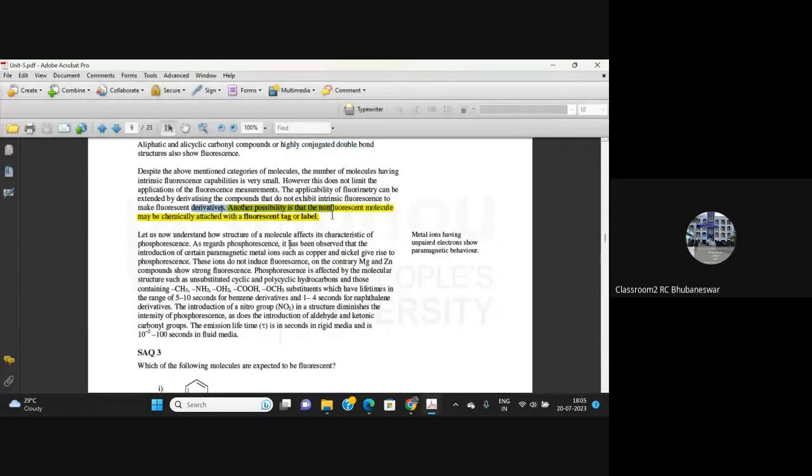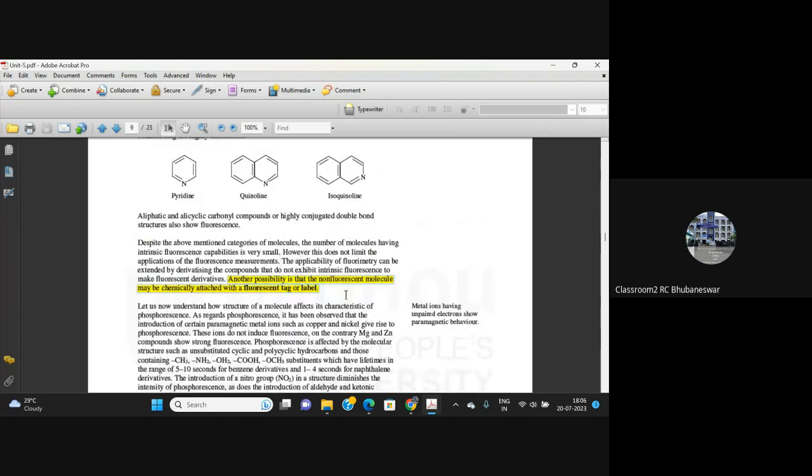But another possibility is there when your molecule is not fluorescent. If you like organic chemistry, if you are an organic synthesis person, then you can always attach a moiety or a group, chemically attached, which is known as a fluorescent tag or fluorescent label, which will enhance the fluorescence of the non-fluorescent molecule. That is also possible.